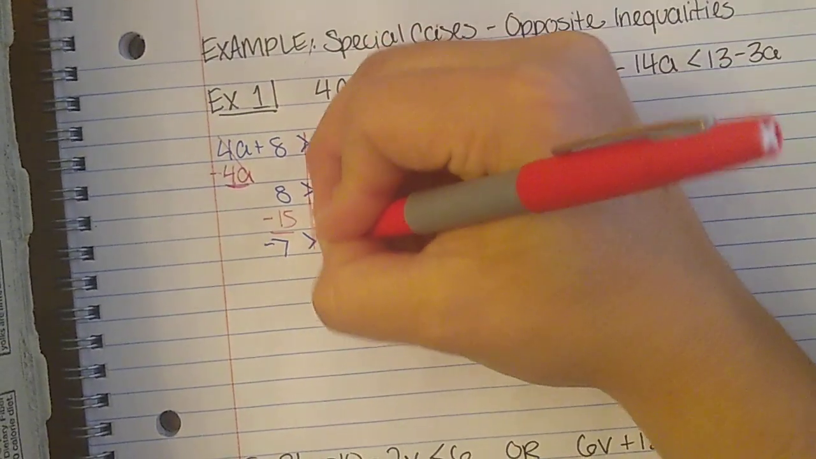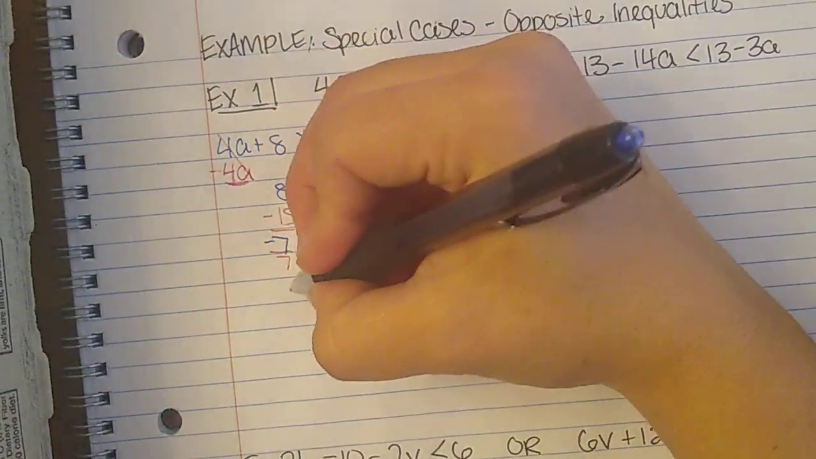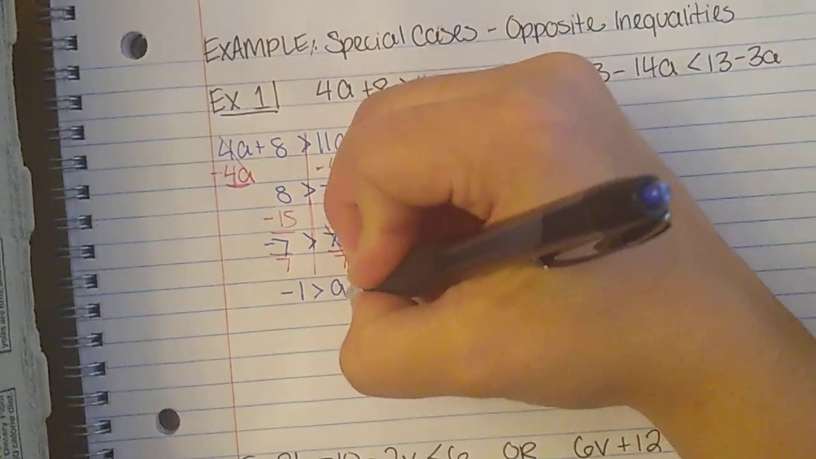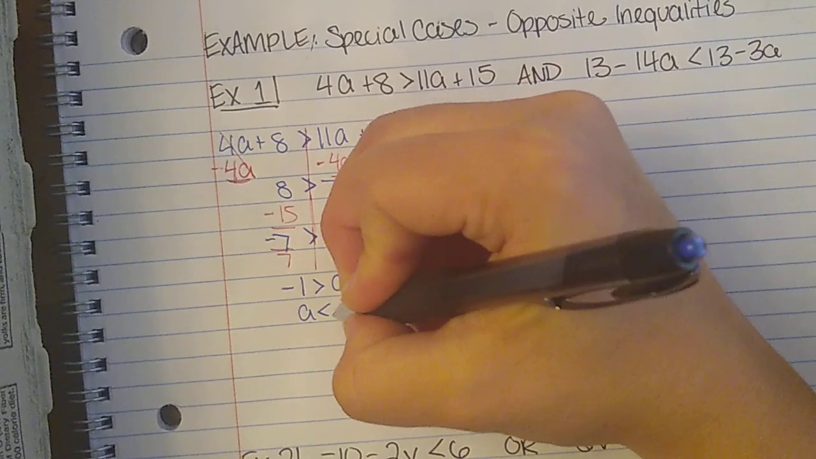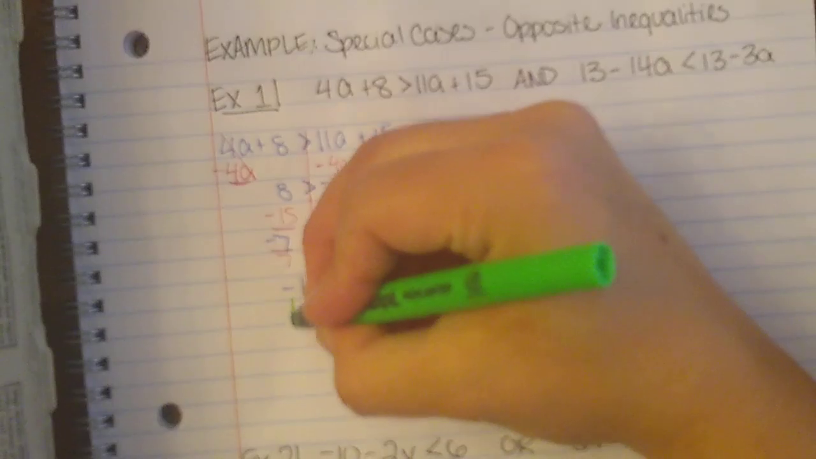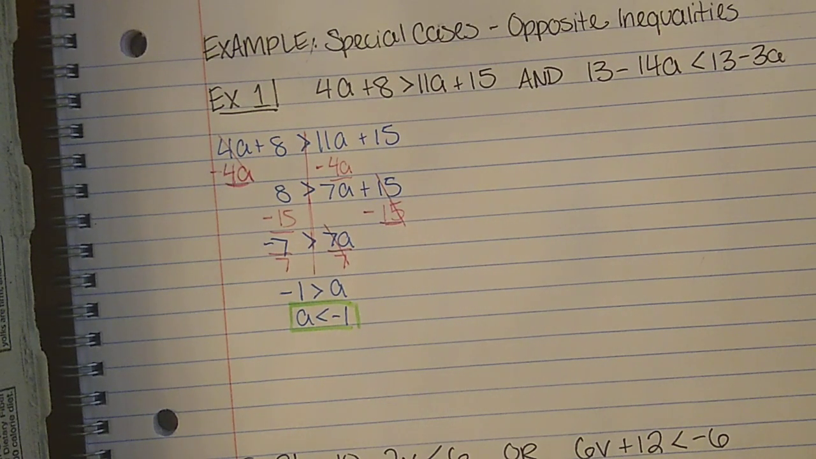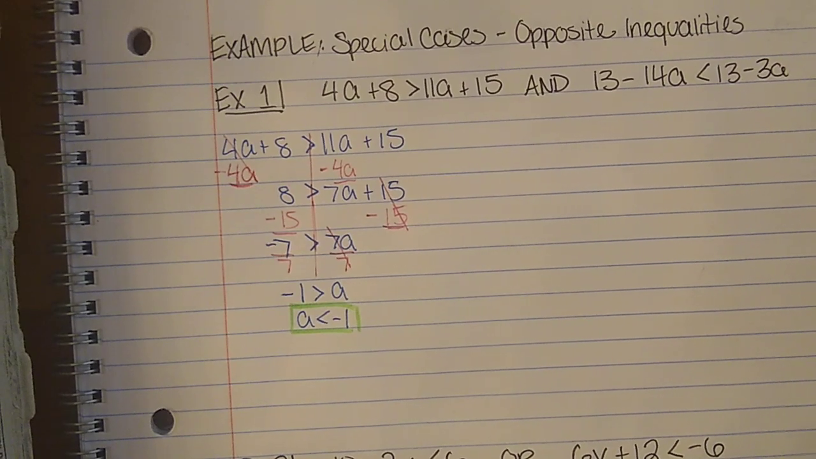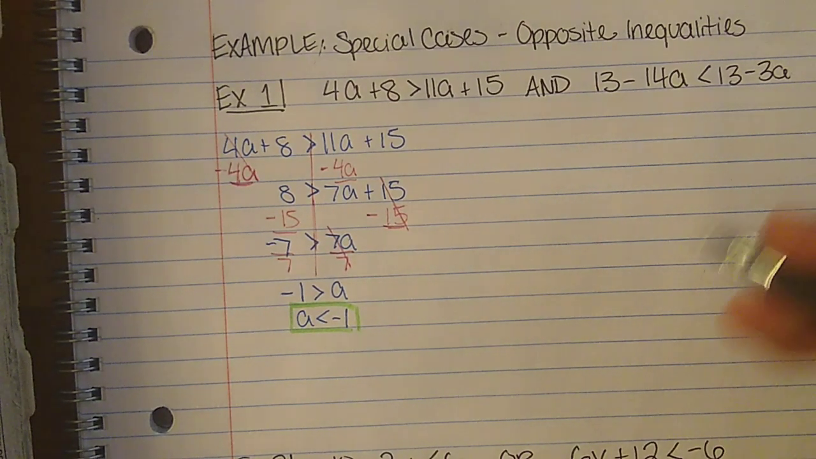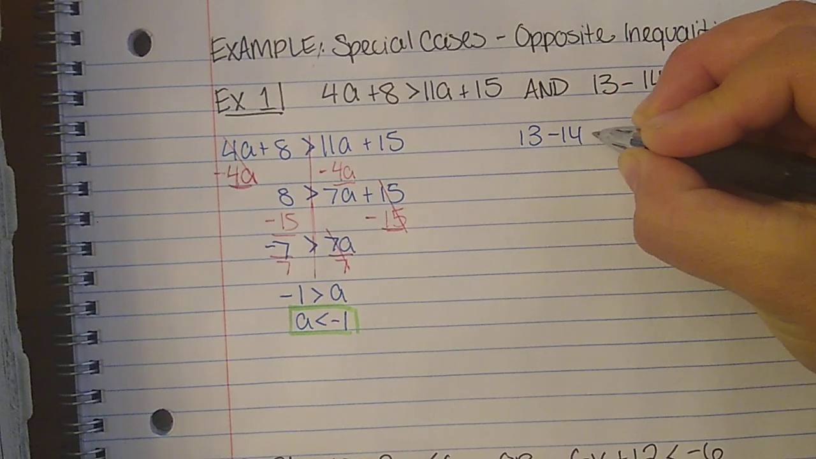I'm dividing both sides of my inequality by 7 to isolate and find the value of the variable. -1 is greater than a, which is the same as a is less than -1. So if I'm trying to look at it the way that I'm typically used to dealing with, I want a is less than -1, because we're typically used to looking at this when the variable is on the left. So now I'm just going to go ahead and solve my other inequality.